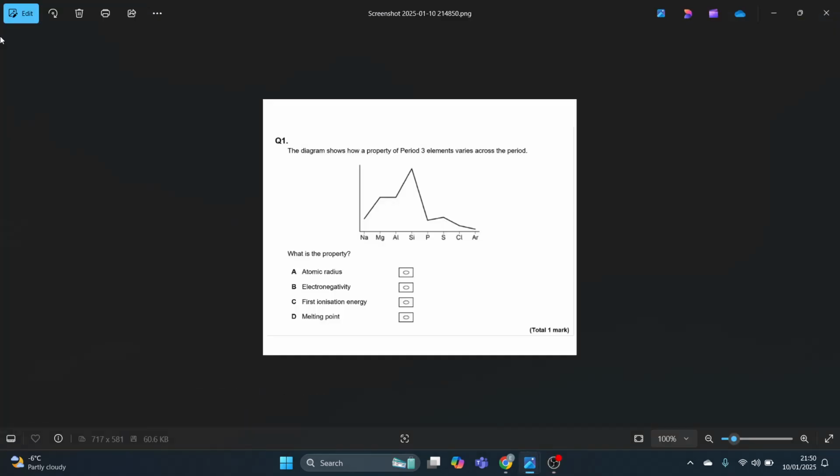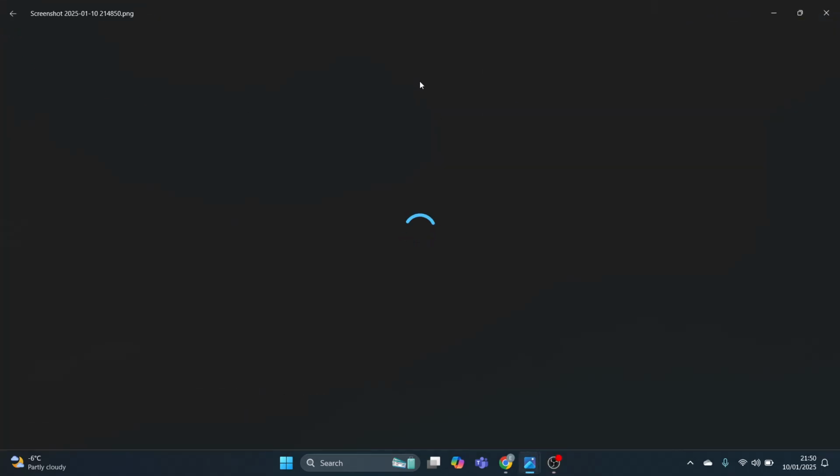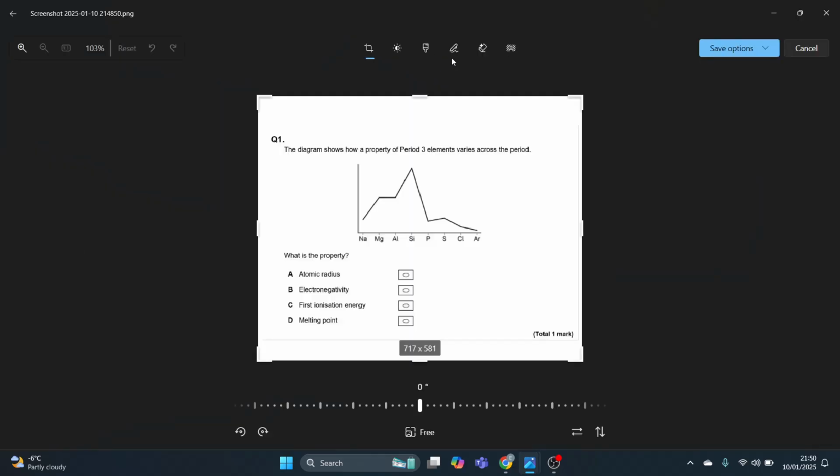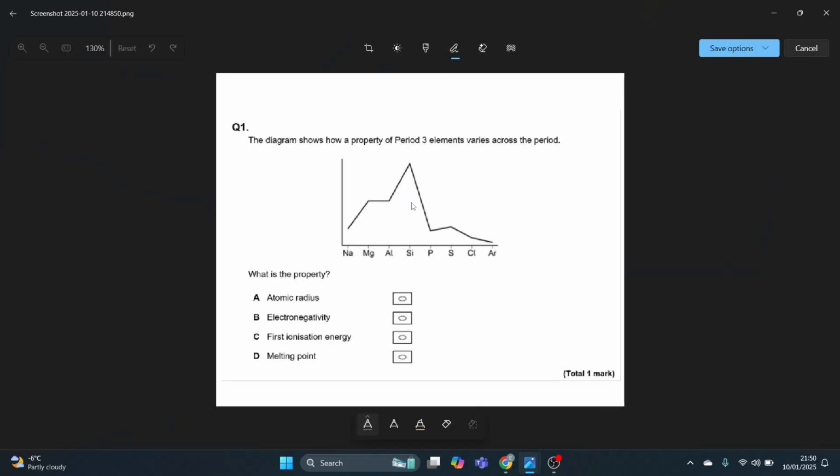Period 3 elements and the oxides multiple choice questions. Not many of these, because period 3 elements and the oxides is literally just two pages full of equations and full of observations, and you just need to memorize.